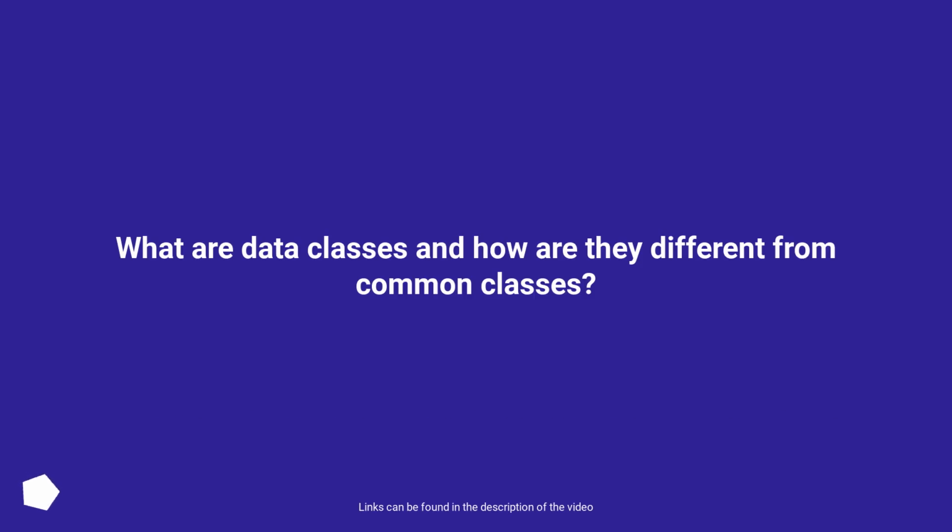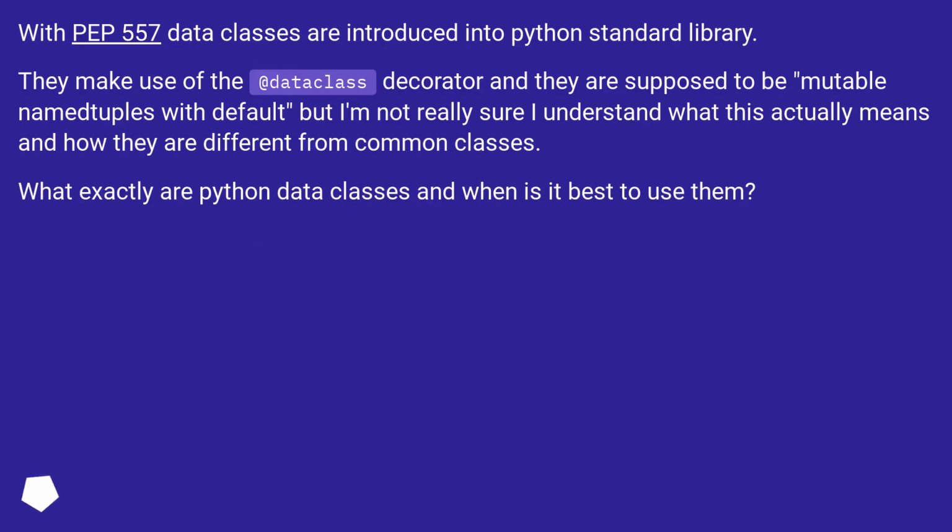What are data classes and how are they different from common classes? With PEP 557 data classes are introduced into Python's standard library. They make use of the dataclass decorator and they are supposed to be "mutable namedtuples with defaults", but I'm not really sure I understand what this actually means and how they are different from common classes. What exactly are Python data classes and when is it best to use them?